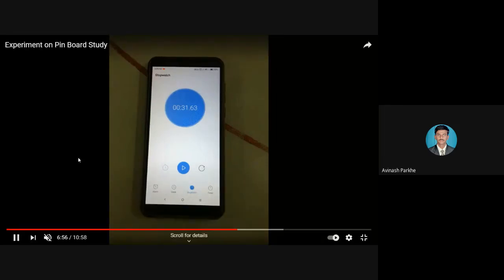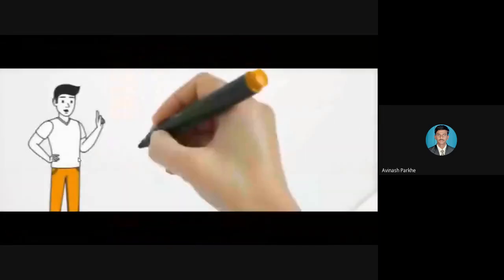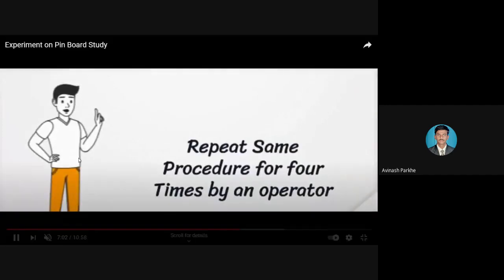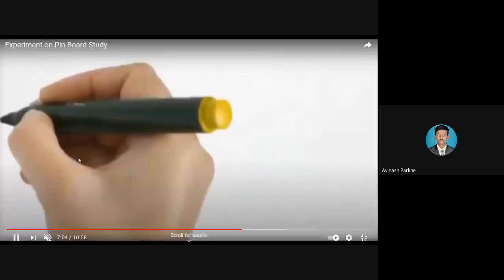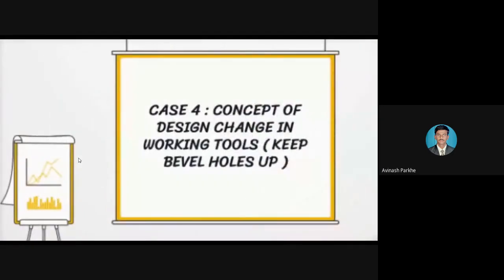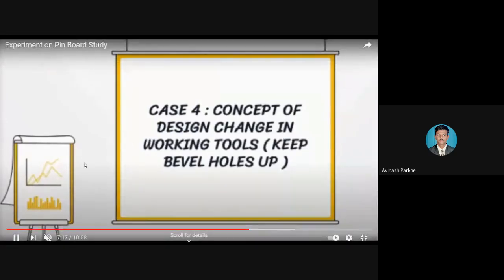Now we'll discuss case number 4. Again, you have to repeat the same process 4 to 5 times and calculate the average time. Now case number 4, concept of designing change in working tools. Here I am changing the working tools. Keep the bevel holes. So which holes are called the bevel holes? You can see the difference now.